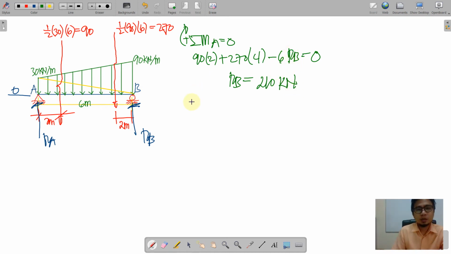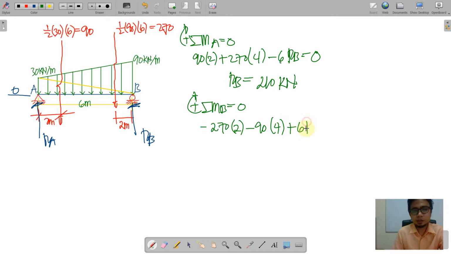Okay, so we take moments at the other support, summation moments at B. We have negative rotation 270 times 2, another negative rotation, negative 90 times 4, plus 6 RA is equal to 0. So RA therefore is equal to 150 kilonewton.